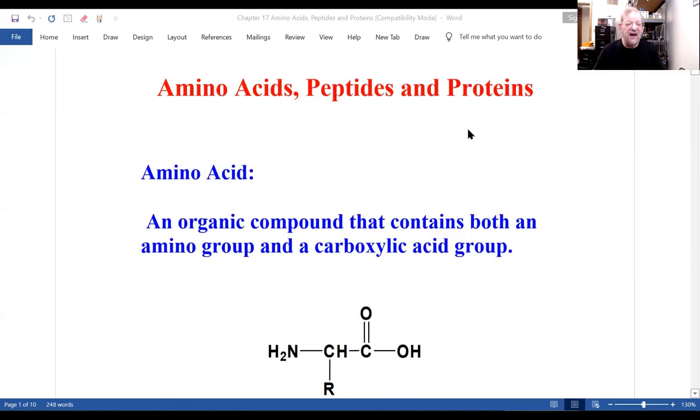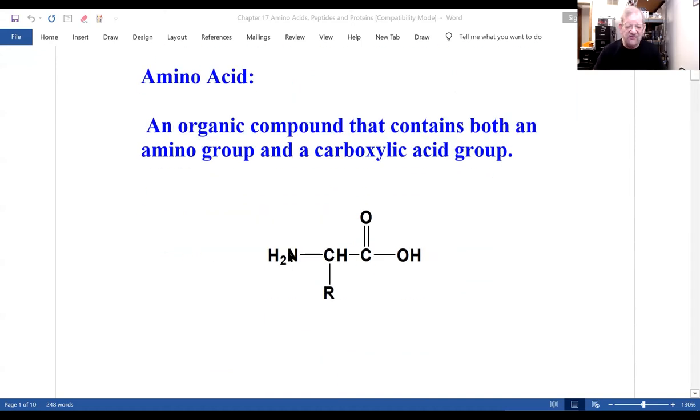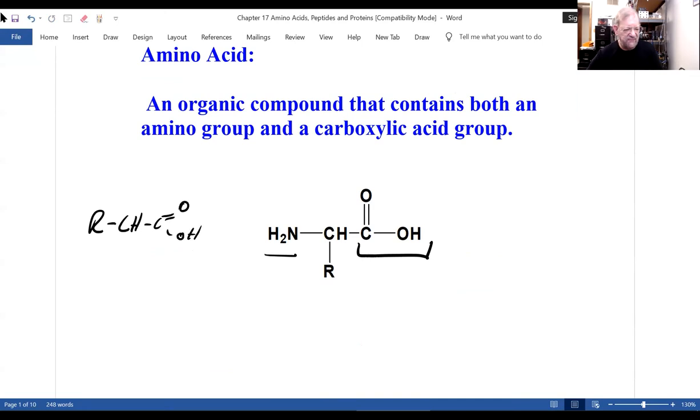Thank you. Now, what is an amino acid? It's an organic compound that contains both an amino group and a carboxylic acid. And if you notice here, and you've learned about it, we have our carboxylic acid group and amino group. Another way of writing this, which probably helps better, is this. And this is an amino acid. The general form.